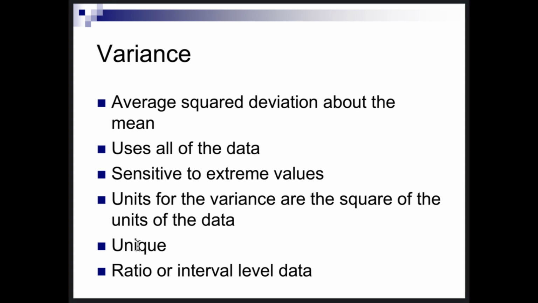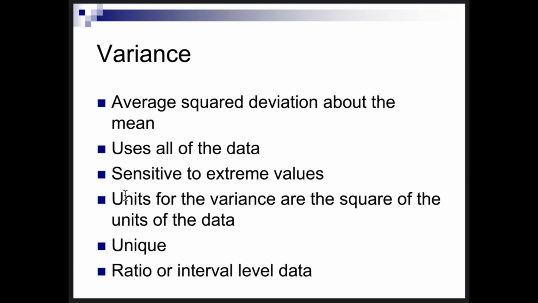For a given data set, the variance exists and it's unique. So for a given data set, there's one and only one value for the variance. Now, because in its calculation we are calculating deviations or differences between each observation and the mean, in order for the variance to be meaningful as a measure of variation, the data have to be at least at the interval level or the ratio level.